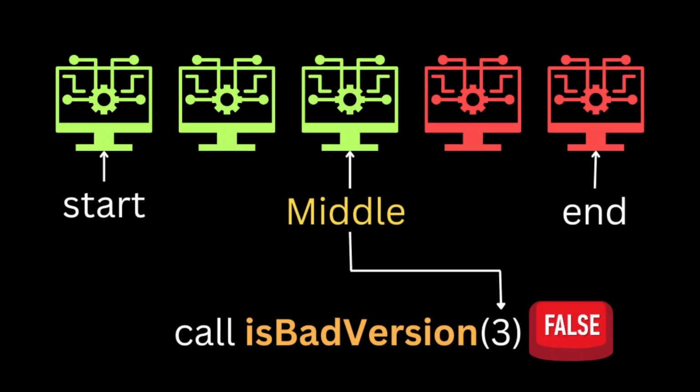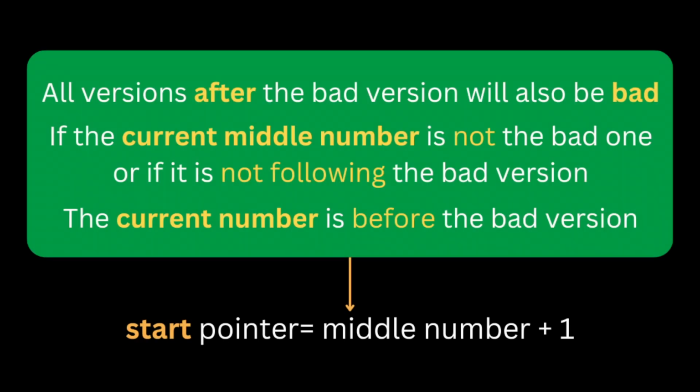Then we're going to use the function that they give us to check if the number is the bad version and return a boolean true or false. So we take the middle number and pass it to the function as an argument. If the current middle number is not the bad version, the function is going to return false. We move the start pointer to be the middle number plus 1. Why do we do that? From the problem details, we know that all the versions after the bad version will also be bad. So if the current middle number is not the bad one, we know that this current number is before the bad version, so that's why we move the pointer to be after the current middle.